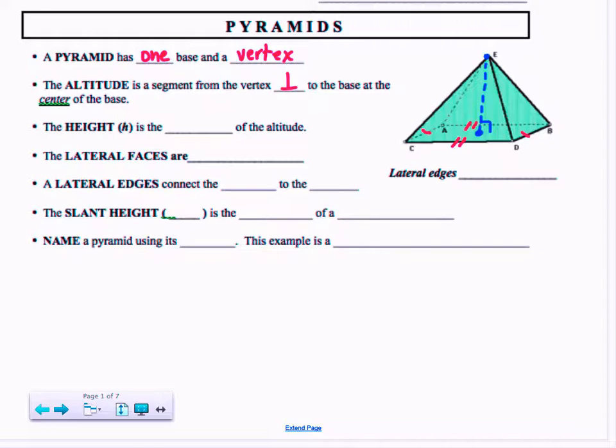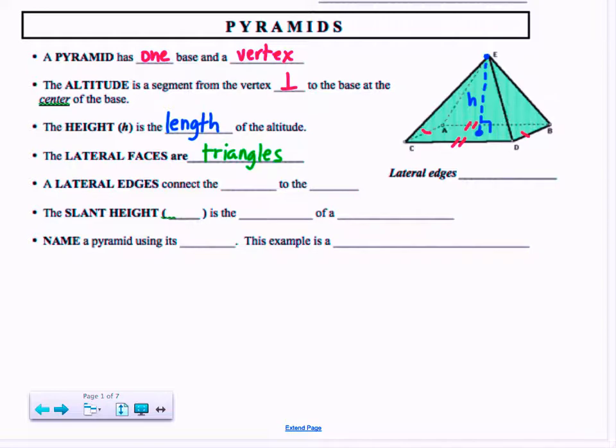And just like on Friday, the height, which we'll label H in the picture, is the length of the altitude. Now, the lateral faces. Friday we learned that the lateral faces were the faces that were not the bases. Same thing works here. But in a pyramid, the lateral faces are triangles, unlike in the prism, if you remember, where we called them parallelograms.